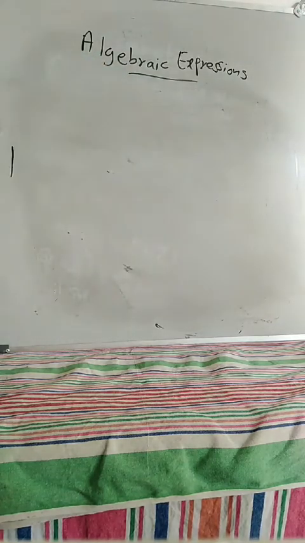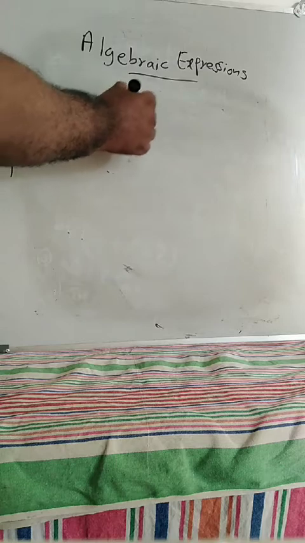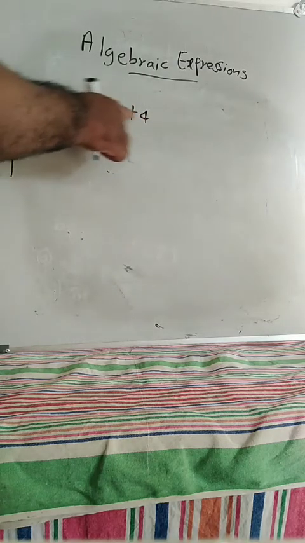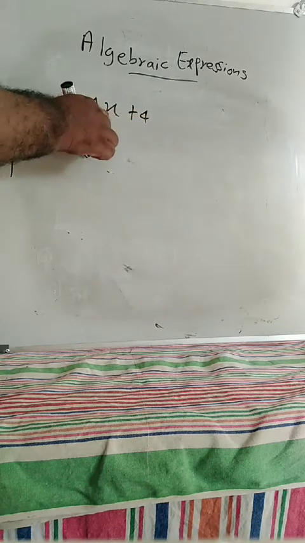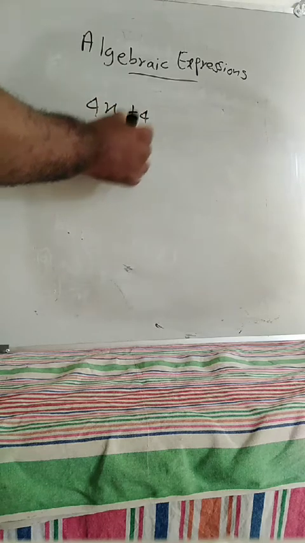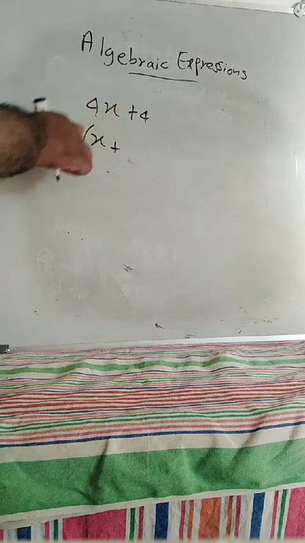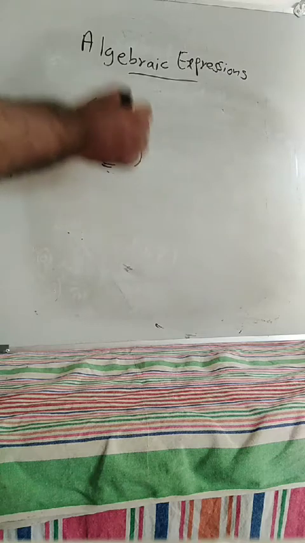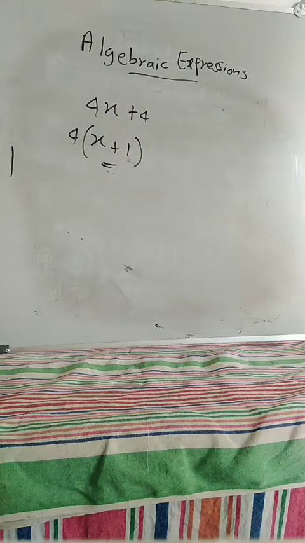4x plus 4. Right. Two terms are there. 4 is common. 4x divided by 4, x. Plus 4 divided by 4, 1. You should write 1, no? You should divide by 1, right?